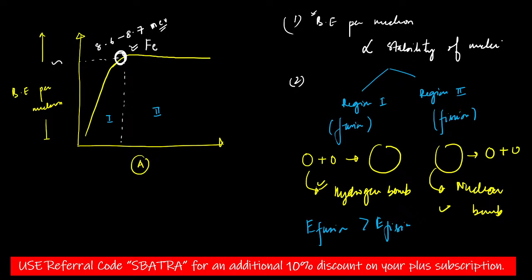So what we can say is that iron has the most stable nuclei. The value is approximately 8.6 to 8.7 for iron. And what is the mass number for iron? 56. Iron's mass number is 56 and the energy is 8.6 to 8.7. So now with this information we can solve this previous question.